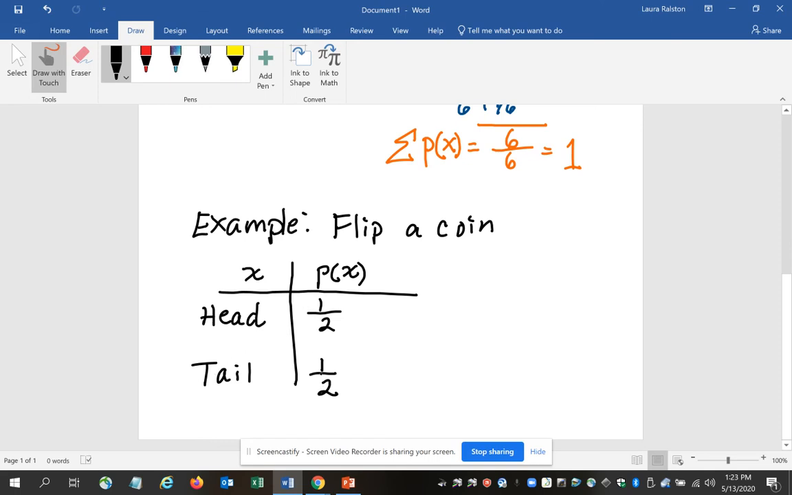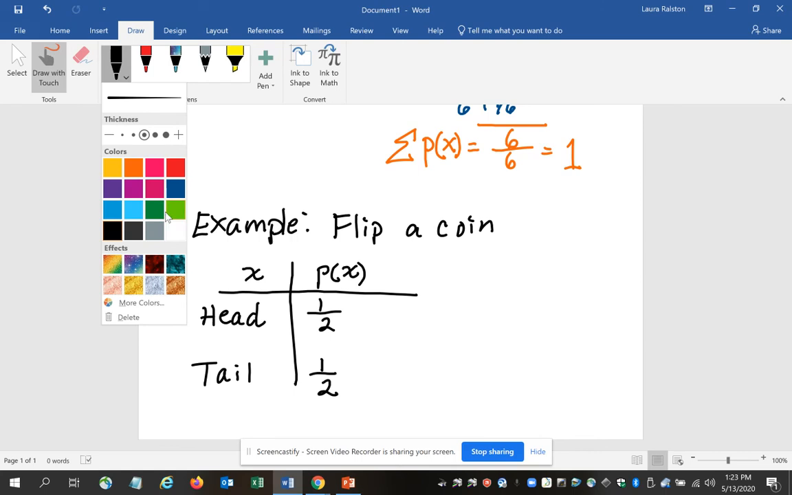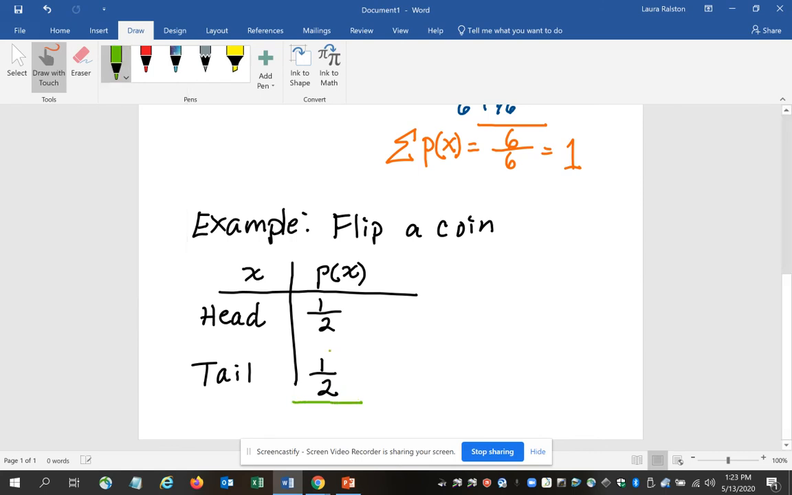The probability for each of those individual events, 1/2, is between 0 and 1. And if I total those up, 1 plus 1 is 2 over 2, which is 1. So again, the sum of the probabilities is 1. So again, I have a discrete probability distribution.